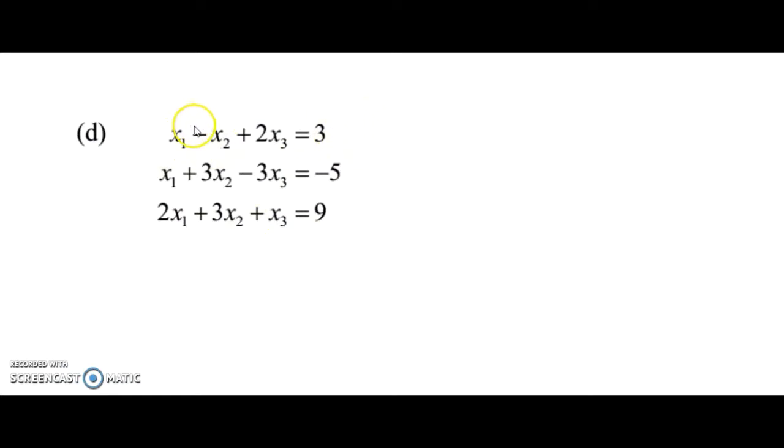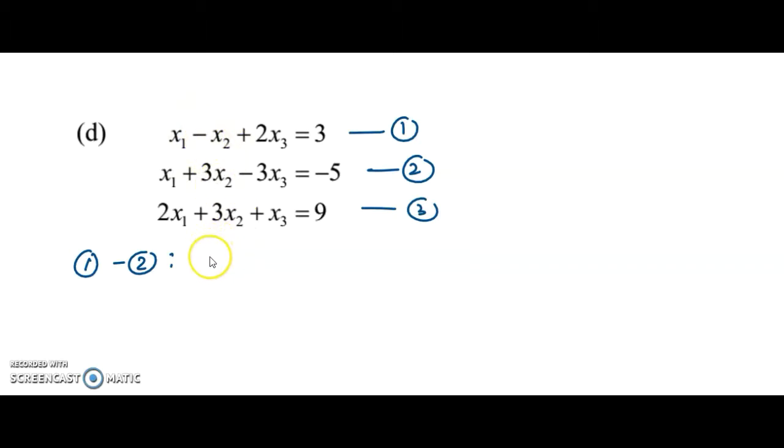In this question, I'm going to eliminate x1 because taking the equation 1 minus equation 2, your x1 will be eliminated. And I name this as equation 3. Okay, so taking the 1 minus 2, you will have x1 gone, and negative x2 minus 3x2, you got negative 4x2, and 2x3 minus negative 3x3, you will have positive 5x3. And the constant part is 3 minus negative 5, you have 8. I'll name this as equation 4.